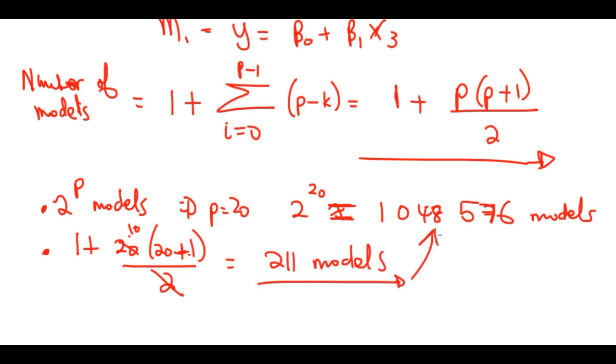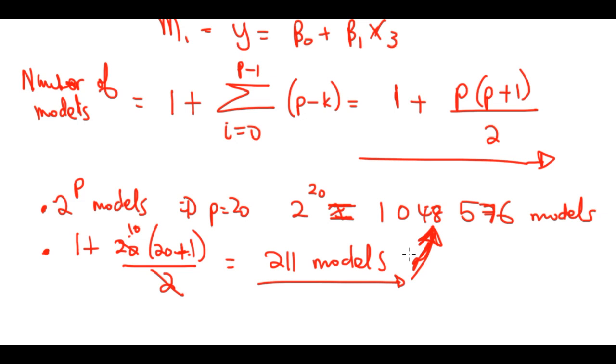Compare the two. How insanely different is that number? From 1 million to 211, right? So the forward stepwise method brings it down to 211 models. So we might be like, yes, this is brilliant. It's computationally advantageous and stuff like that.